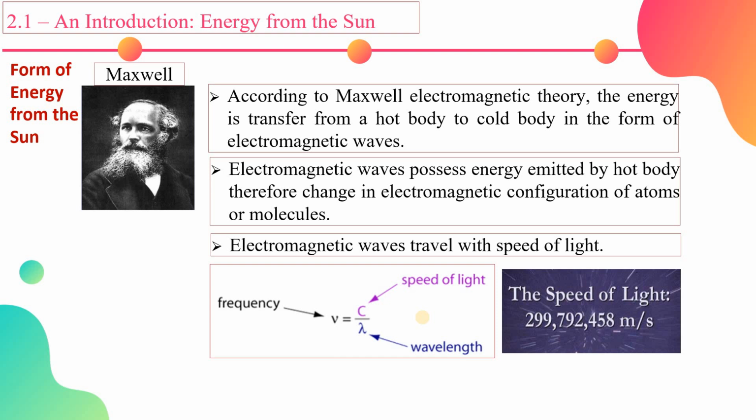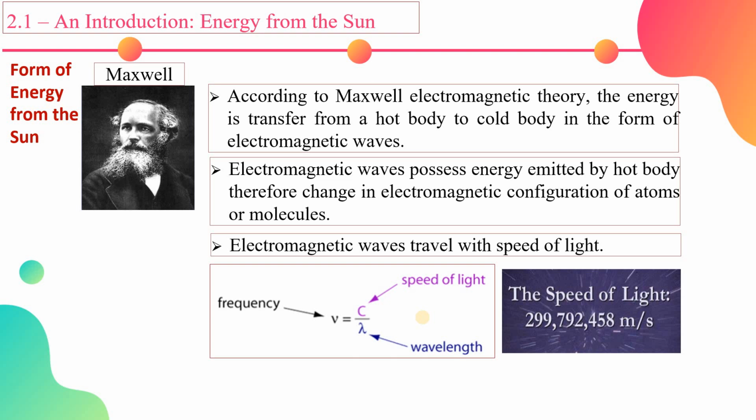According to Maxwell's electromagnetic theory, energy is transferred from a hot body to a cold body in the form of electromagnetic waves. These electromagnetic waves possess energy emitted by the hot body, due to the change in electromagnetic configuration of atoms or molecules. The sun, being a massive ball of hot gas, emits energy including light in the form of electromagnetic waves according to this theory of light as a wave. These waves carry energy through space and reach us, allowing us to see the world around us.